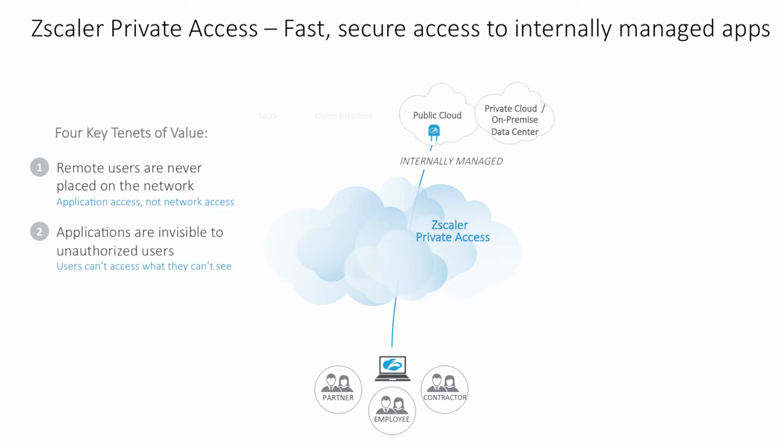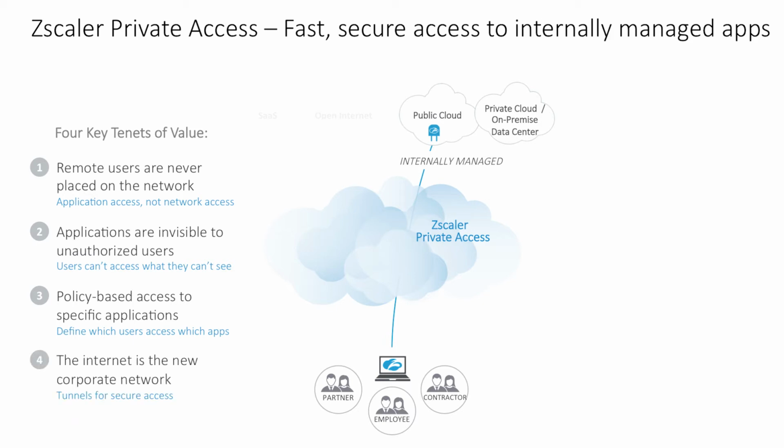Applications should be invisible to unauthorized users. Users who are not supposed to get access to, say, finance applications should not be able to even discover those applications. So make those applications invisible to users who do not have access, to reduce the attack vector. Policy-based access is also very, very important. Define which users have access to what applications. This is very important because a lot of the time with the traditional VPN model, the access controls have to be left to the application server itself instead of the VPN stack.